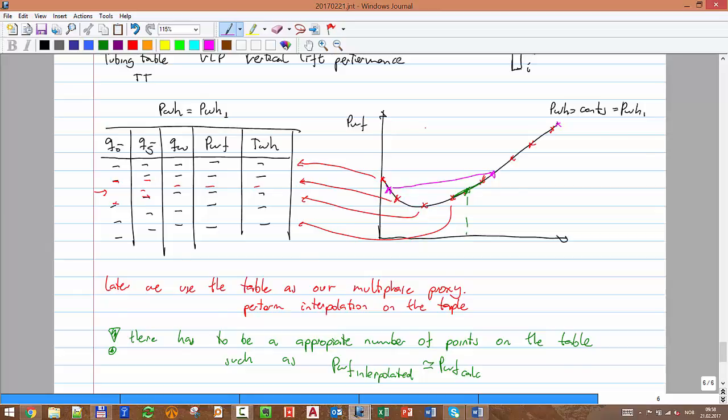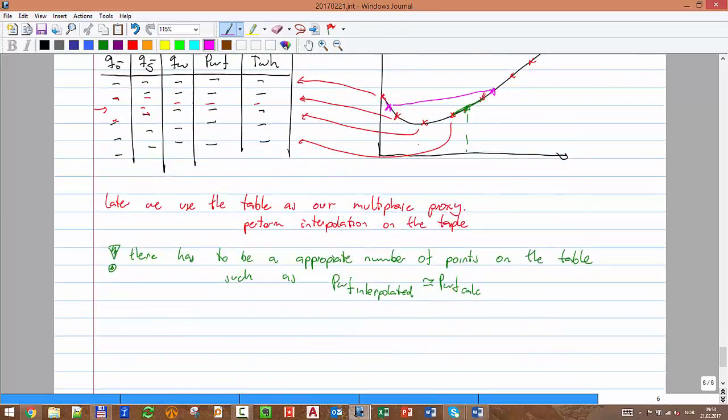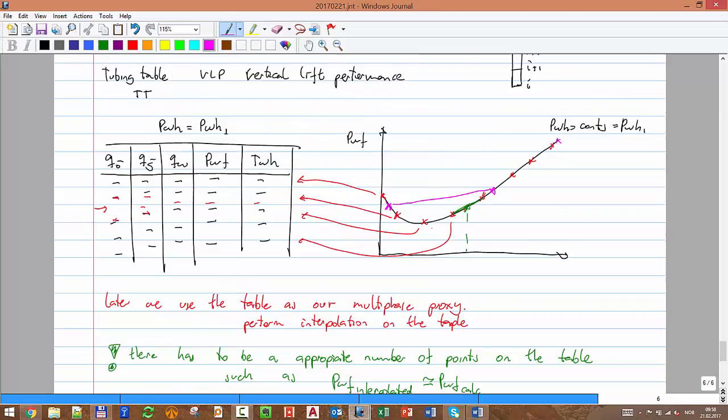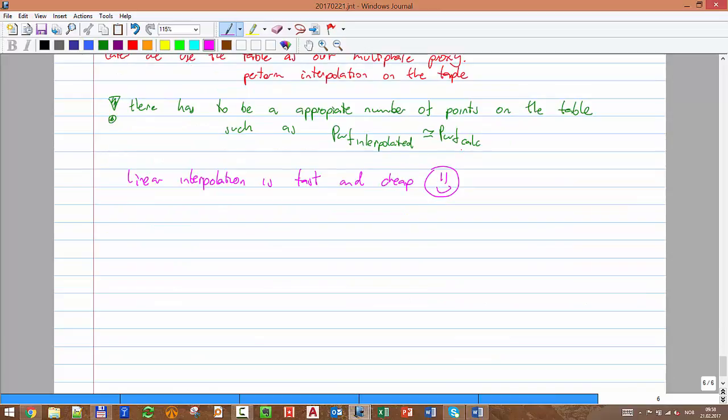So tables, very nice, saves time. I just perform linear interpolation. Linear interpolation is fast and cheap. Okay, so I'm happy. But I have to put enough points to be sure to capture the real behavior. Another thing is to find the intersection. Okay, for example, I have a collection of points for the IPR. That will be something like this, and I have a collection of points for the TPR.